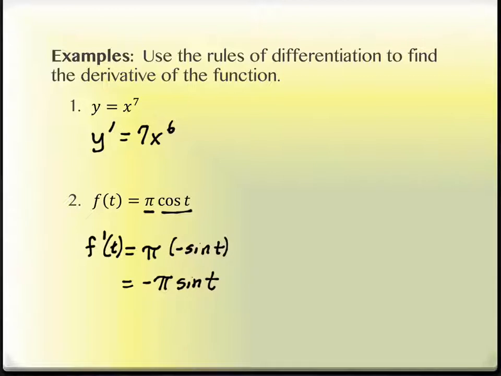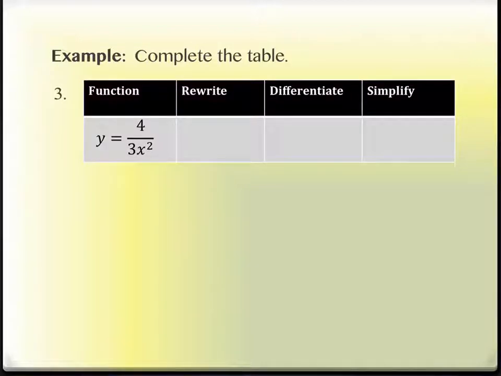Any questions about that? Yeah, so is that the sine, cosine, and the constant multiplier? Yes, it is. There are two rules at play there. And in fact, as we move on, in every single problem that follows, you're going to see more than one rule at play. So there was the constant multiplier rule with the pi, and then there was the sine, cosine rule as well. All right.